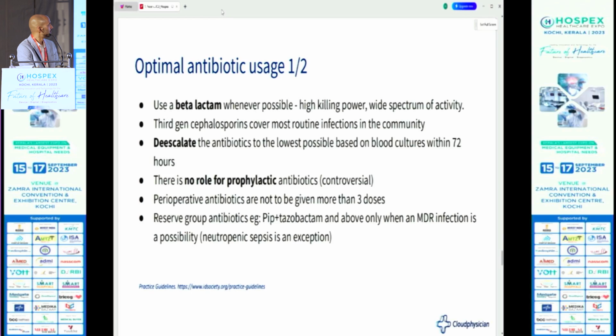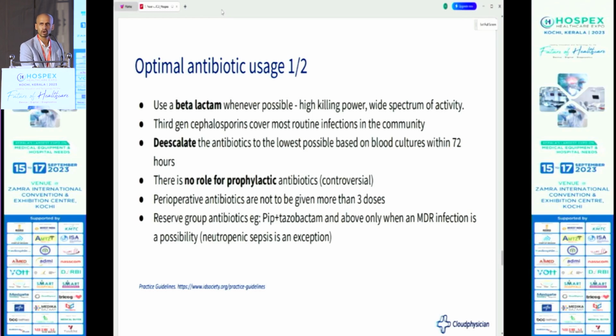Next slide. The other thing is that try to use a beta-lactam as the cornerstone of your therapy. Of course, if it's resistant, we will change the options. But the killing power and the spectrum of activity of these drugs, even today, makes them very useful as a cornerstone of your therapy, even in combination roles. De-escalation is something that I talked about.